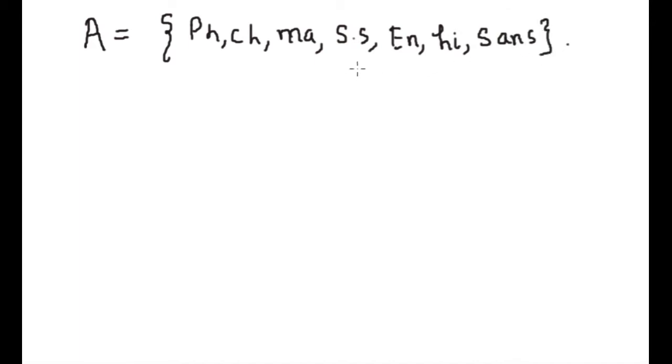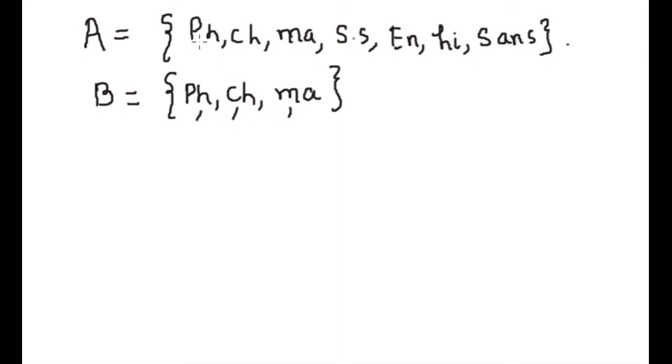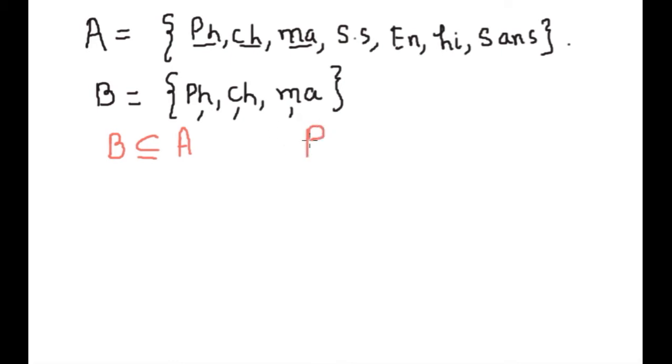This is a set of subjects, and I have a set B of only science subjects: physics, chemistry, maths. Can we see physics, chemistry and maths are all available here also? So we can say B is a subset of A and A is a superset of B.